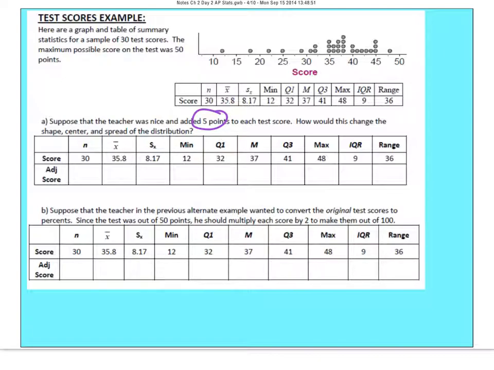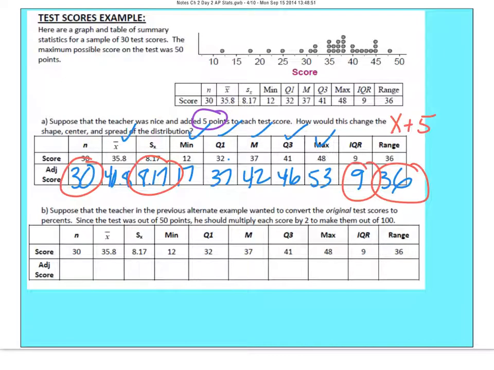Quartile 1, does that change? Sure, if 32 was the 25th percentile, now 37 will be, so that does change. The median score was 37, it's now going to be 42. Quartile 3 is going to change to 46. The maximum score is going to go up to 53. Now the IQR stays the same at 9, and so does the range. So in these elements, the things that stayed the same were the counts of the data, standard deviation, IQR, and range. So that's the spread. The transformation here is they took the piece of data and they added 5.